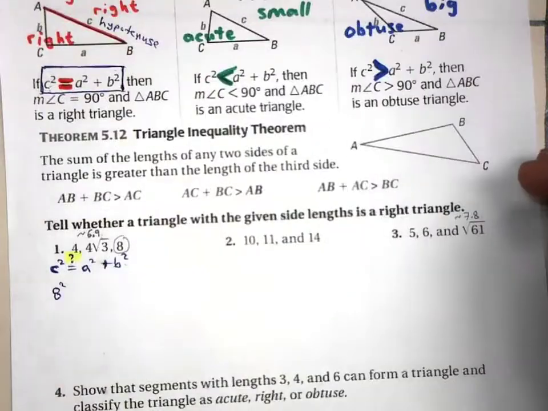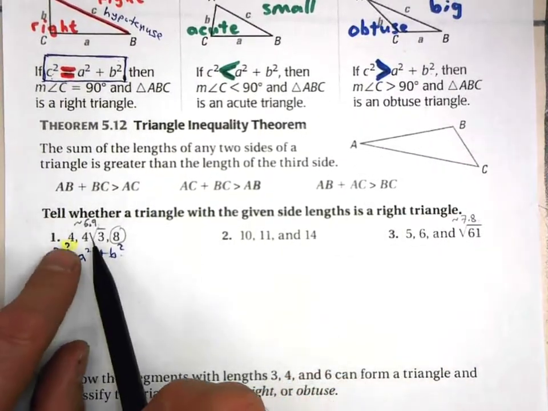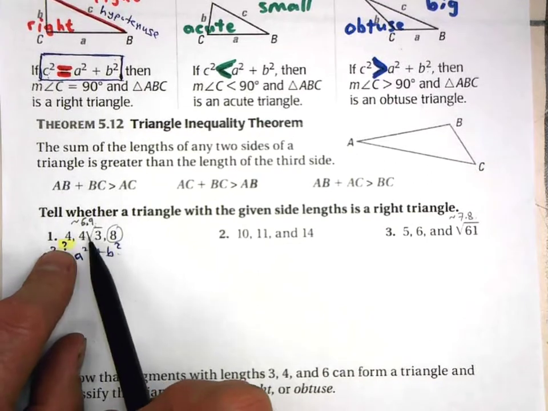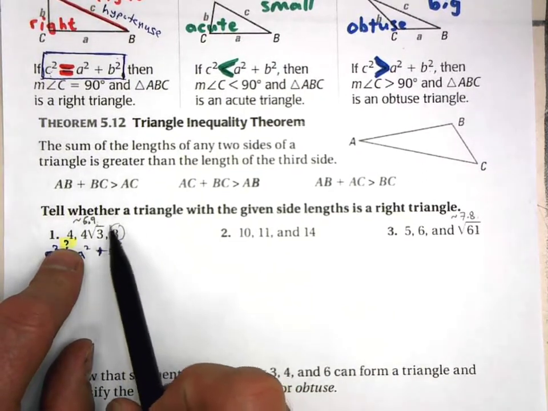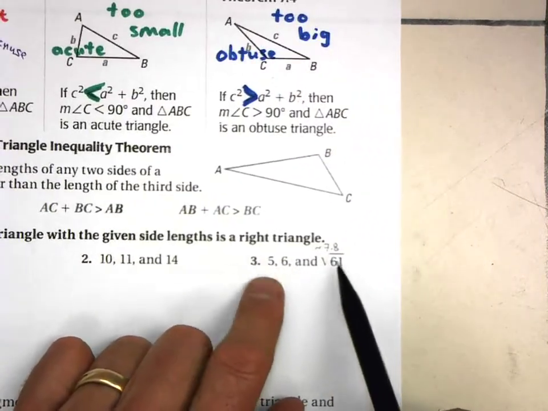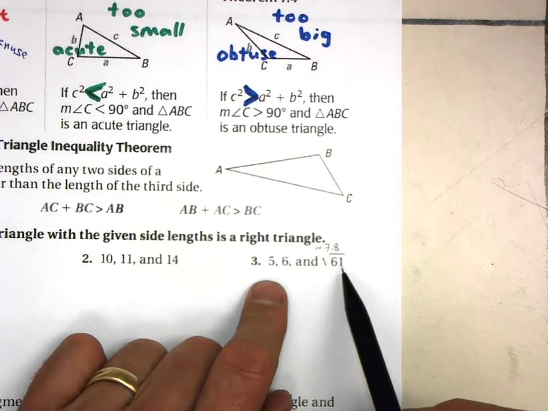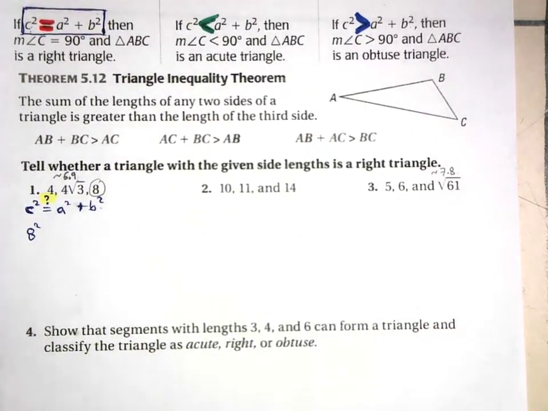But remember, before you do that, make sure that you take the two smaller sides and add them together, and that it is greater than the third side. So make sure you do that with each one of these to confirm, first of all, that it does make a triangle, and then determine what kind of triangle it is.